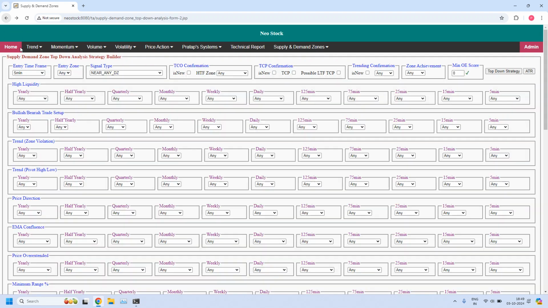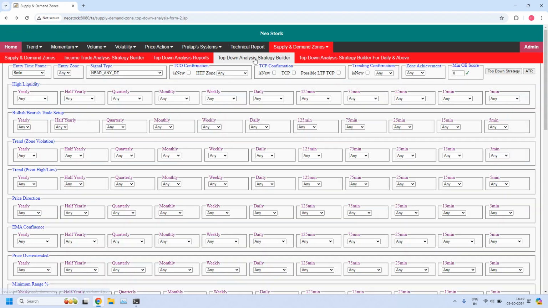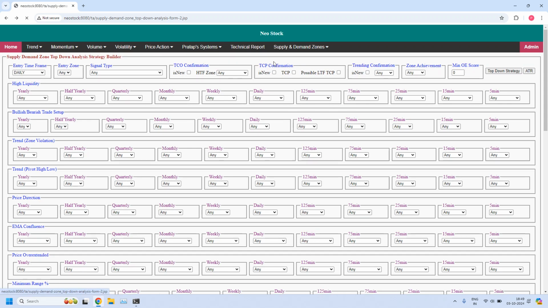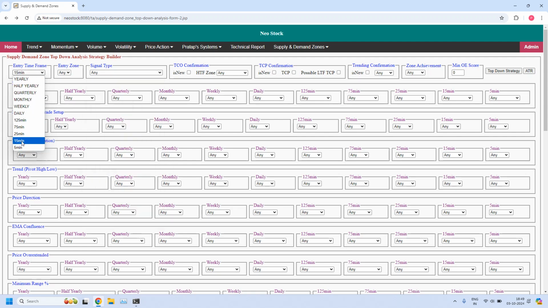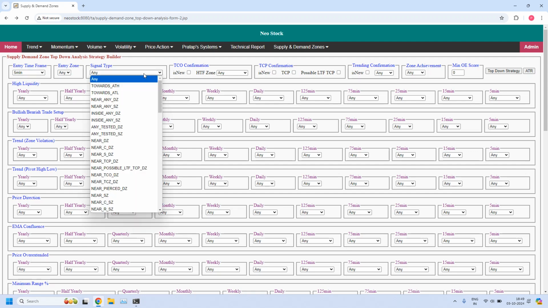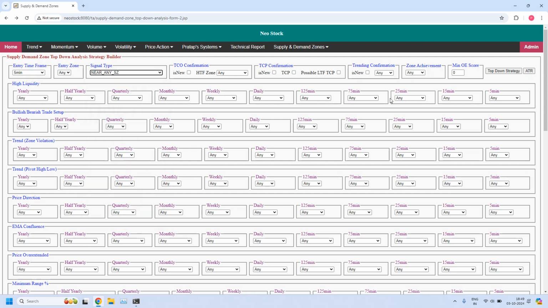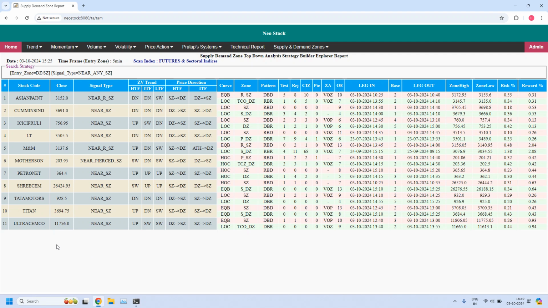Okay, next time frame is, sorry, for 15 minutes. Let us find the, I'm extremely sorry, for 5 minutes. Let us find the stocks near the 5-minute supply zone. 11 stocks are filtered.